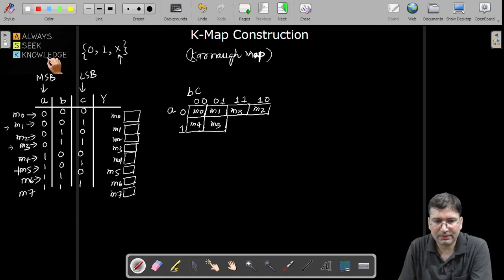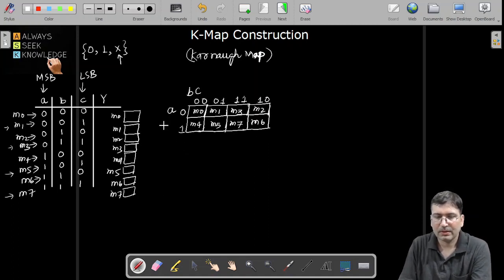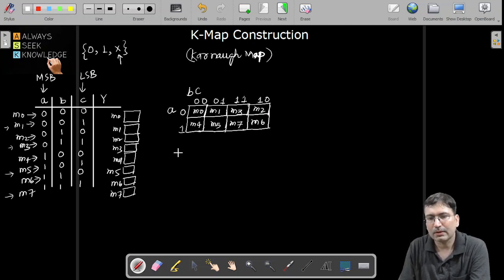So if you check M5 and M7, M5 and M7 is having only 1 bit difference. So M7 can be the adjacent of M5, right? And M6 will come here. So this will be the arrangement of the K-map for 3 variables, right? I hope you're getting it, right?